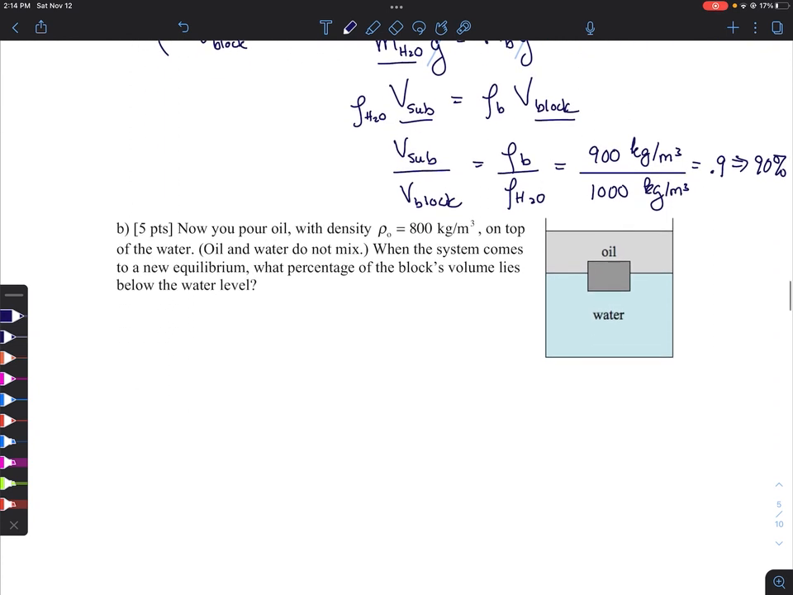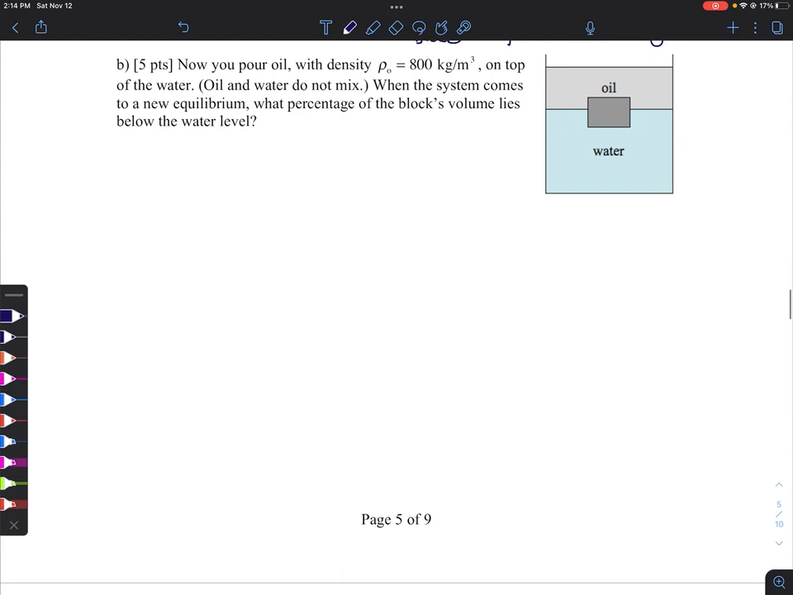Okay, so for the second part, you now pour oil, which has a density of 800 kilograms per cubic meter, on top of the water. And when the system comes to a new equilibrium, what percentage of the block's volume lies below the water level?